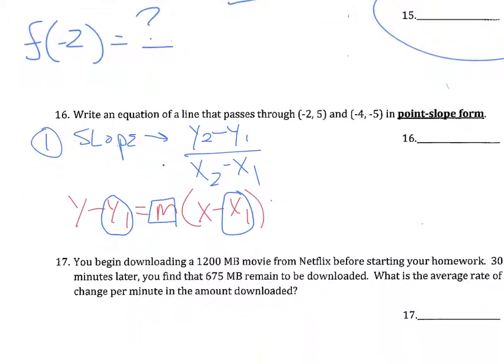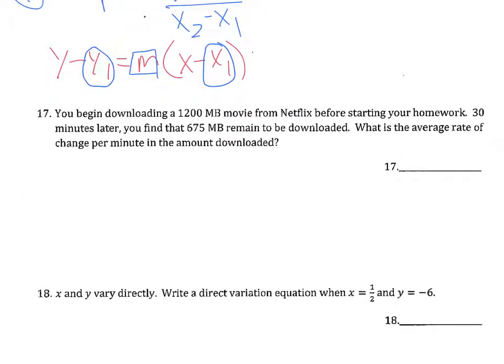On number 17, it says you'll begin downloading a 1,200 megabyte movie from Netflix before starting your homework. 30 minutes later, you find that 675 megabytes remain to be downloaded. What is the average rate of change per minute in the amount downloaded? Okay, so you need to first figure out, your important information is the whole thing is 1,200 megabytes, and after 30 minutes, you only had that much left.